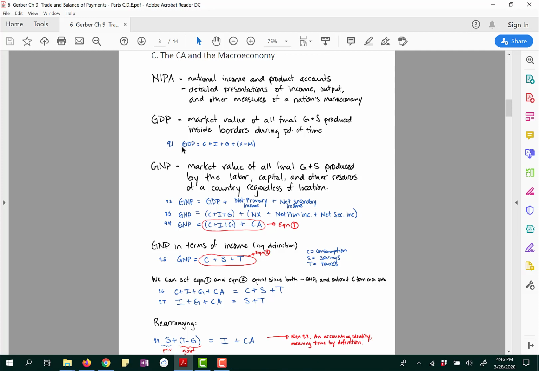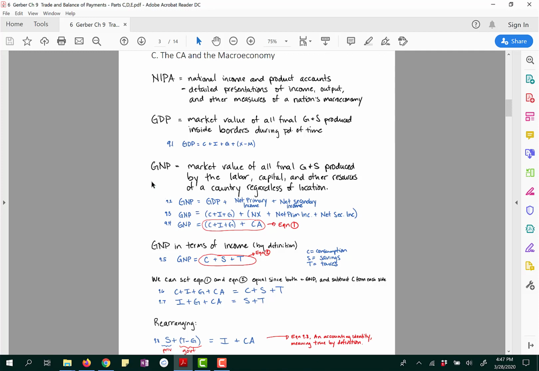All right. The definition of GDP is C plus I plus G plus NX for net exports. Also, although the Gerber textbook is using X for exports and M for imports, this last term is net exports.